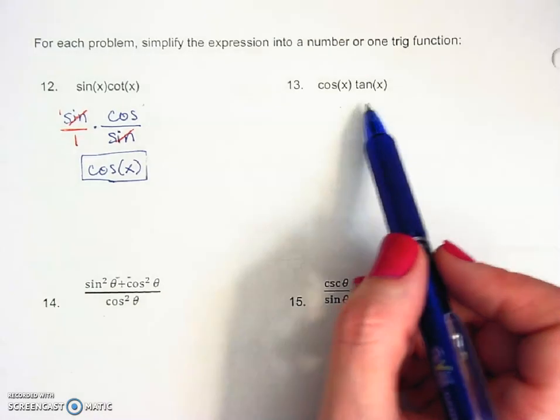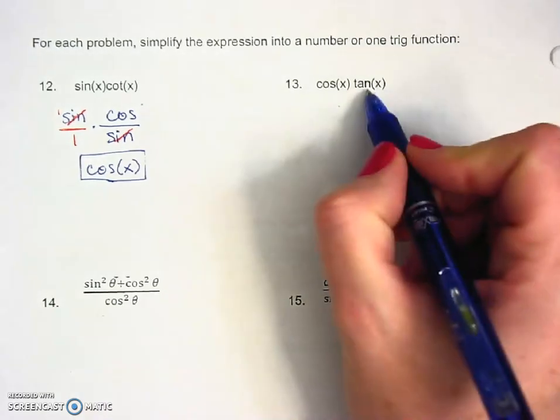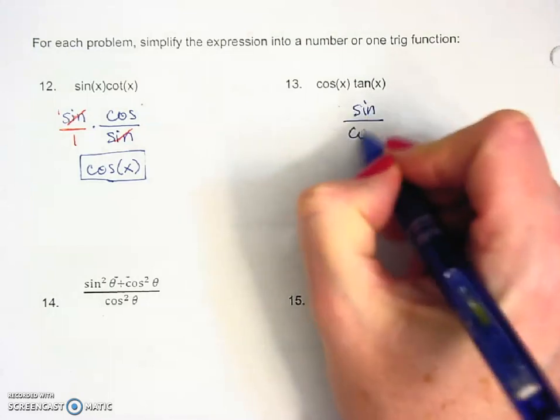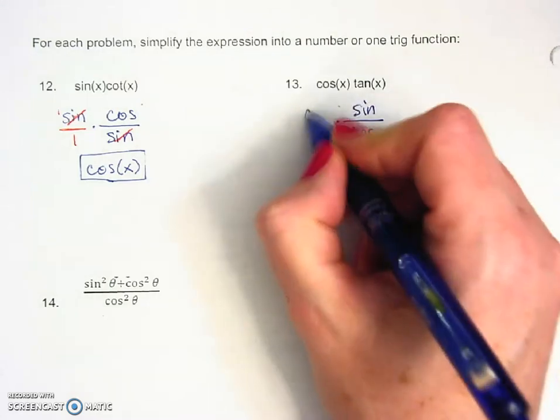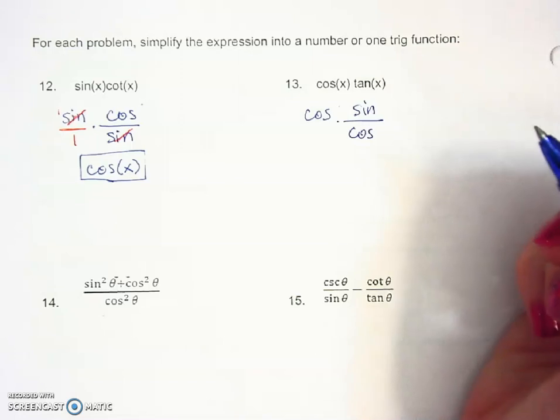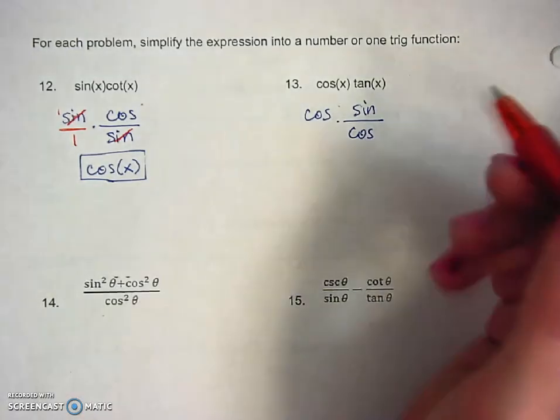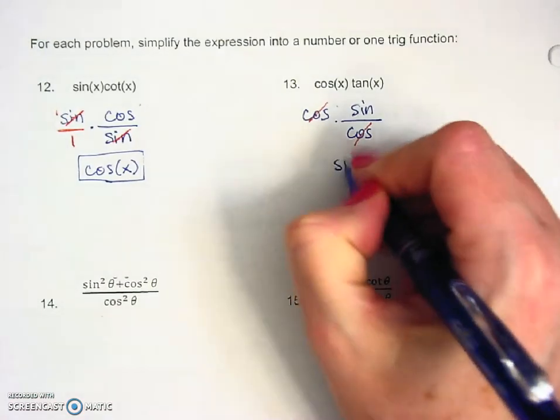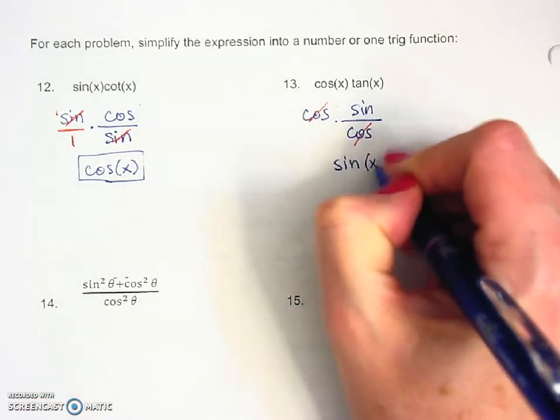Similarly, over here for 13, we can rewrite tangent as sine over cosine, and then multiplying it by this cosine that's in front, we have a cosine on top and a cosine on bottom. They cancel, and I'm just left with sine of x.